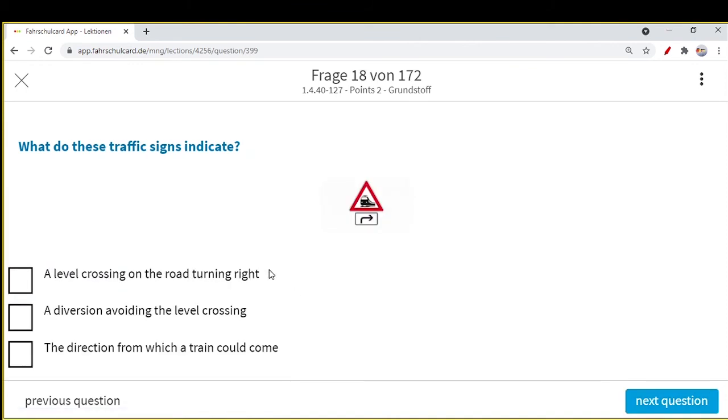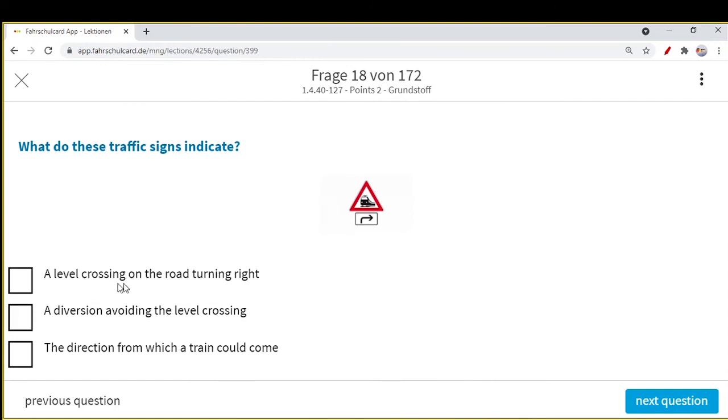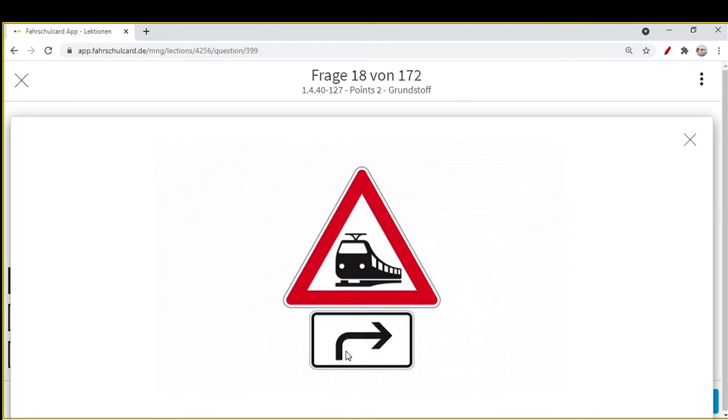The next question is, what do these traffic signs indicate? So if you see, there is a danger related to the railway crossing or level crossing or railway line, and there is an arrow towards the right, that a train could emerge from the right side, so a dangerous situation for you. You need to be very careful. So what does the traffic sign indicate? A level crossing on the road turning right, yes. This arrow is indicating that if you take a right turn, there is a danger related to the railway line.